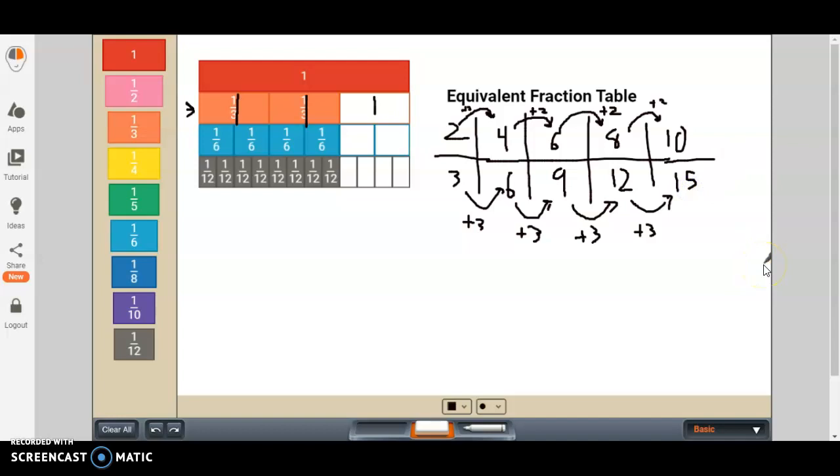So again, the way you make this is you start off with your fraction, then continue adding by the original numerator, and continue adding by the original denominator.